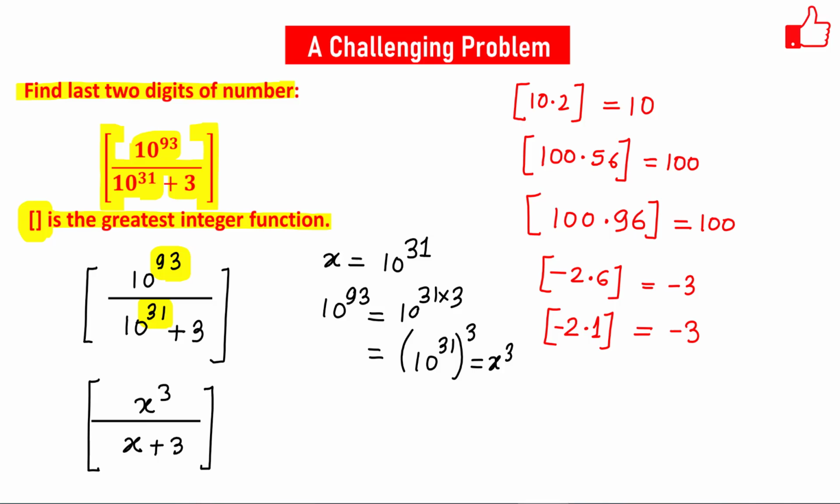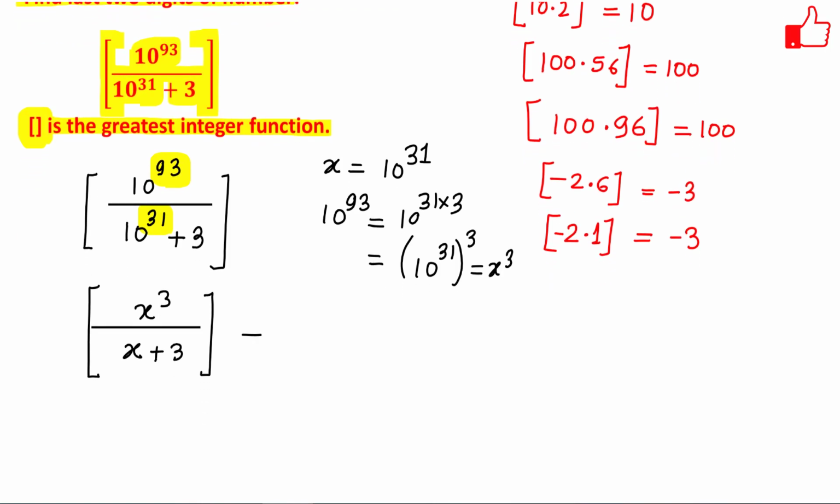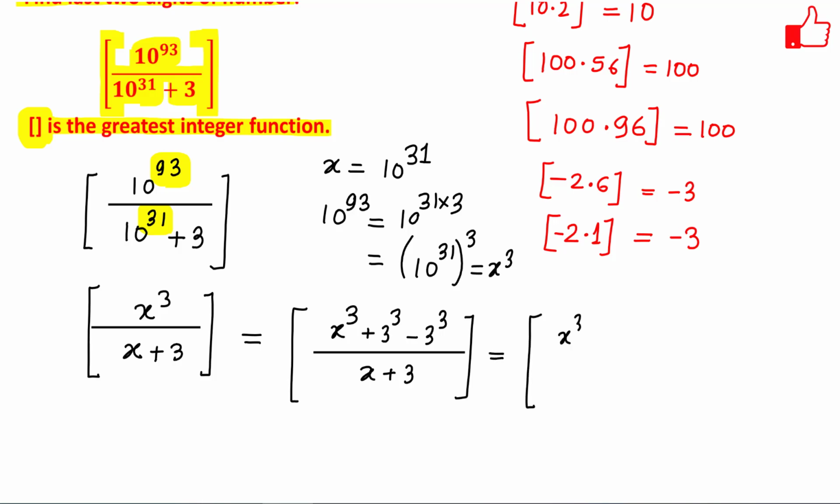Now I want to use the a cube plus b cube formula. So what I can do is I can add 3 cube in the numerator and I can subtract 3 cube from the numerator, and the denominator will be x plus 3. So I can further simplify: this is x cube plus 3 cube, this divided by x plus 3, and minus 3 cube is nothing but minus 27, so minus 27 divided by x plus 3.